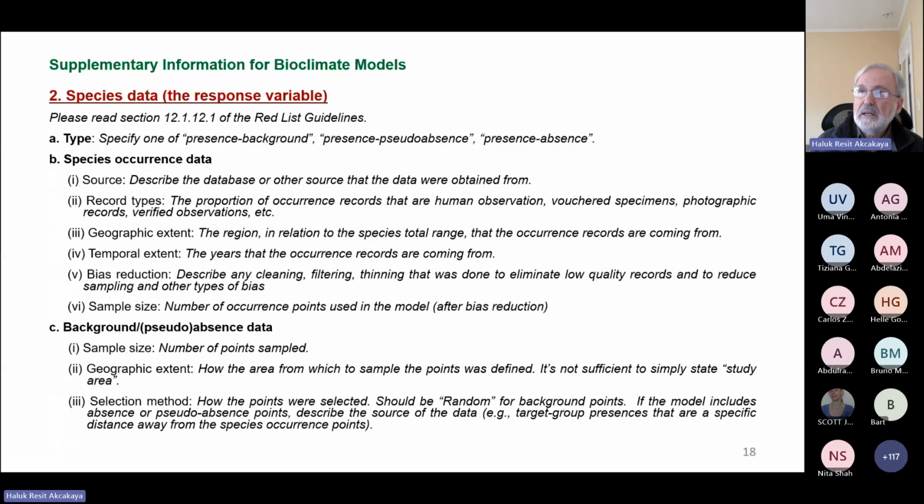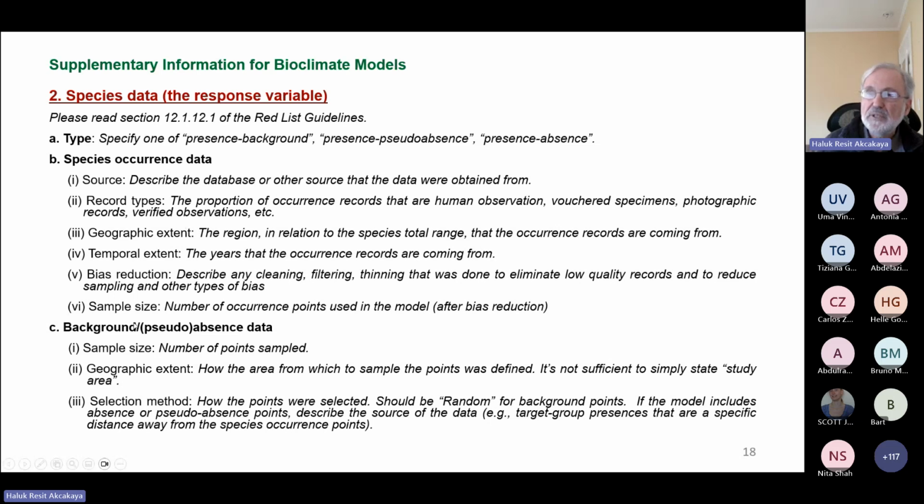Then information is requested about the occurrence data or the species data, which is the response variable for bioclimate variables. As with any statistical model or statistical method, the bioclimate models require a response variable and explanatory or predictor variables. The response variable is the species data, and species data comes in 2 categories. One is the occurrence data, and the other one is background or pseudo-absence data. And there is information about each of these types of data that we need in order to evaluate if the model meets the standards. These are described in this template file as well as, of course, in the guidelines.